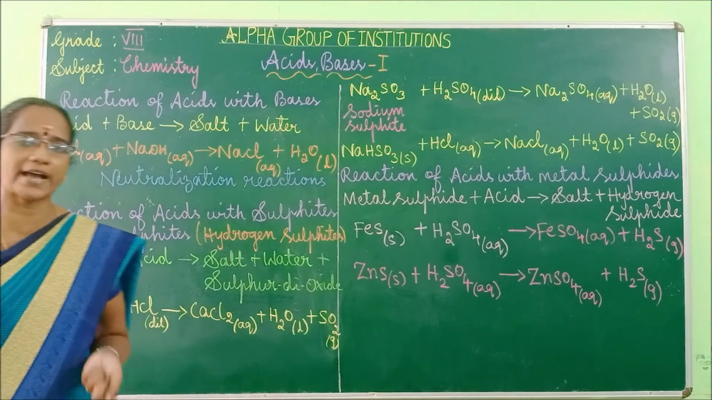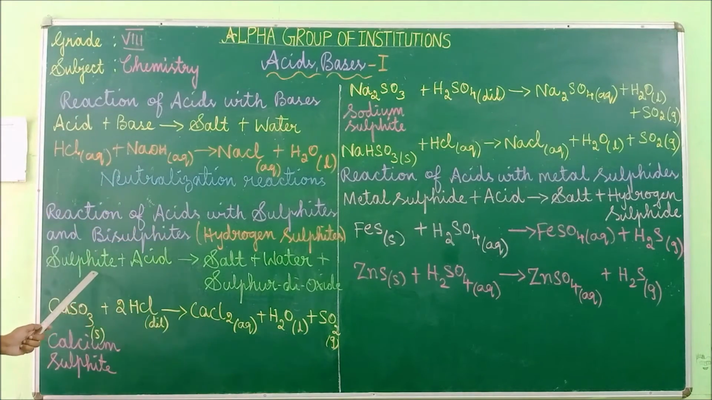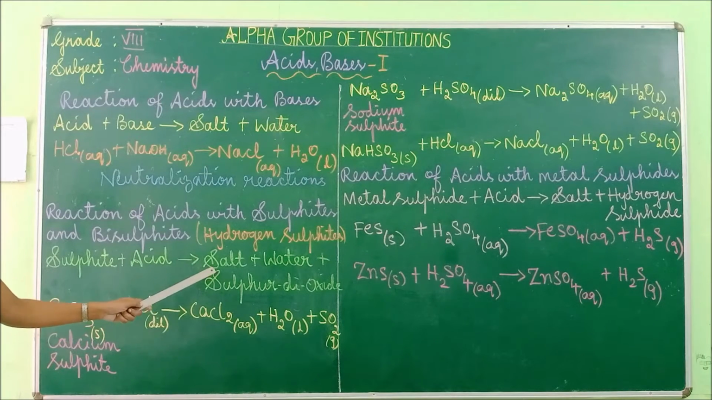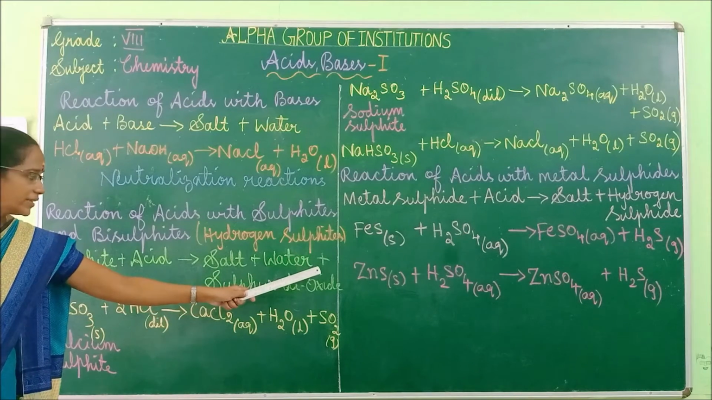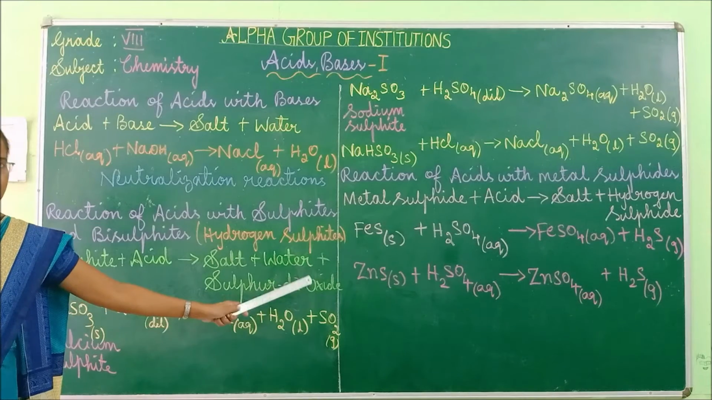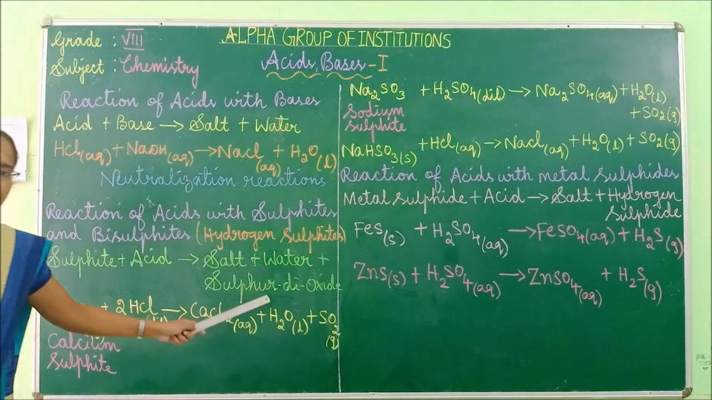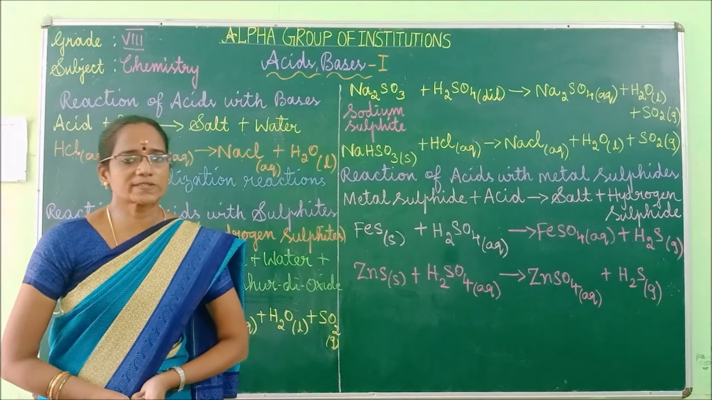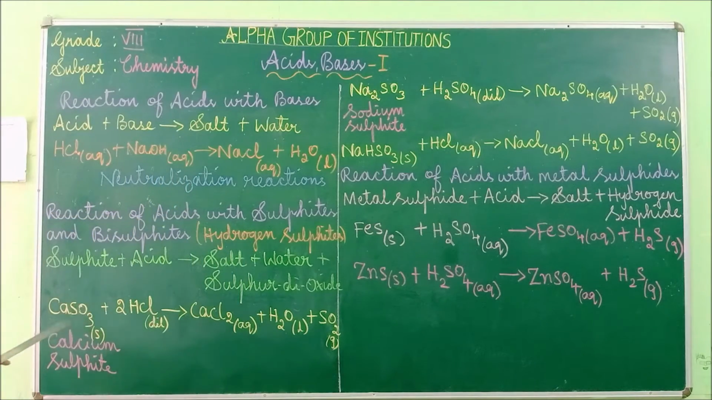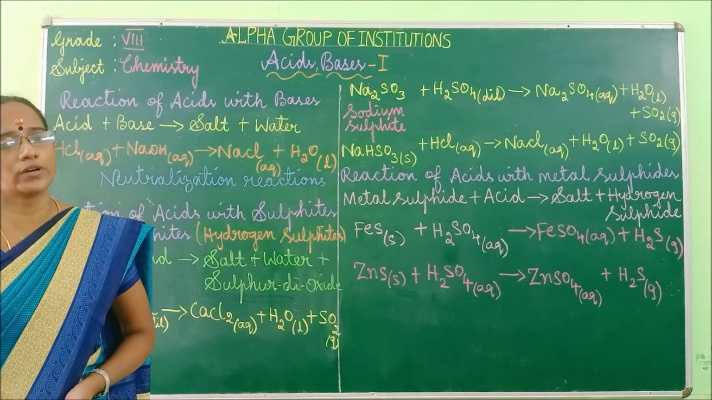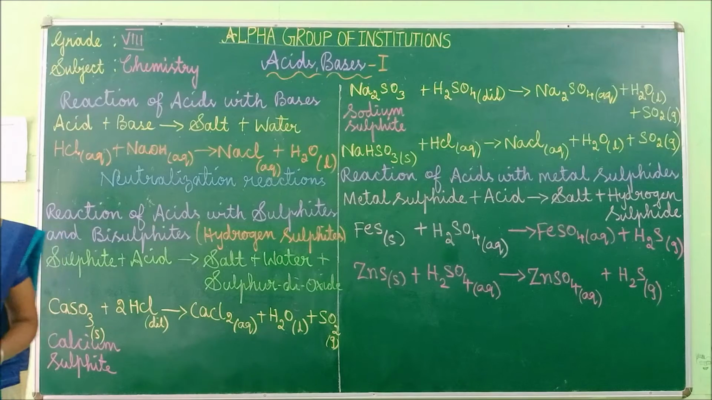Bisulfite is otherwise known as hydrogen sulfite. So sulfite, when it reacts with acid, both react to form salt plus water. Along with that, sulfur dioxide gas will be released. So once again I repeat, sulfite reacts with acid to produce salt, water, and along with that sulfur dioxide gas is released. CaSO3 is calcium sulfite. S mentions the physical state of the compound, solid state.